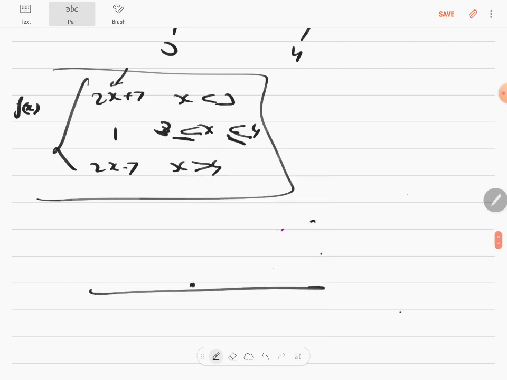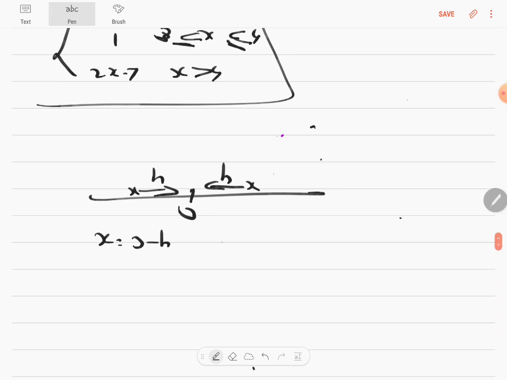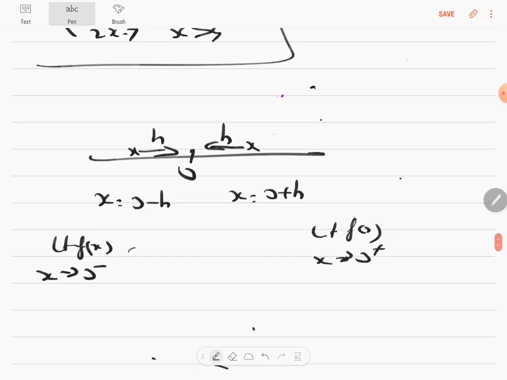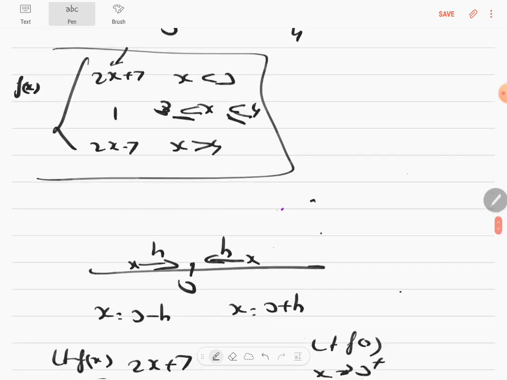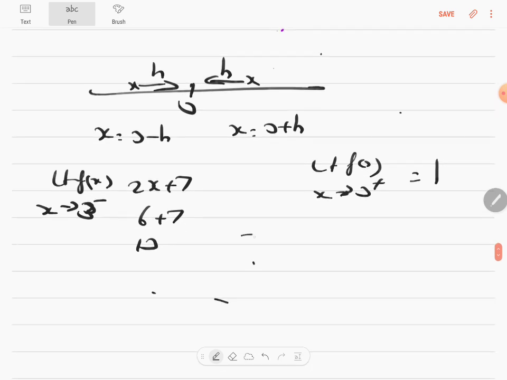Continuity means at 3, you have to come from the right and come from the left. So for the left hand limit, x is equal to 3 minus h. For the right hand limit, x is equal to 3 plus h. Limit of f of x as x tends to 3 from the left, and limit of f of x as x tends to 3 from the right. 3 from the left means less than 3's formula, which is 2x plus 7. 3 from the right means the answer itself is 1. So by direct substitution, because there is no denominator, it's 6 plus 7, 13 is the answer. For the right side, 1 is the answer. So then they are not equal.